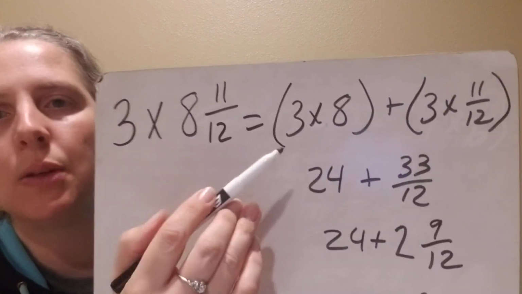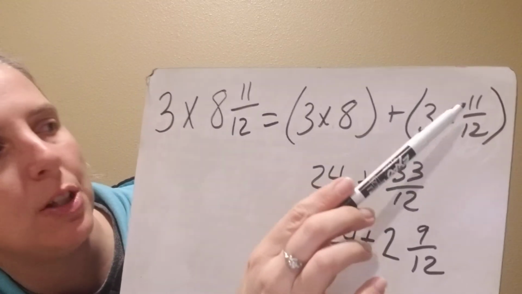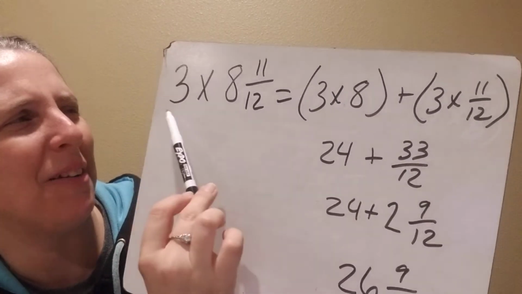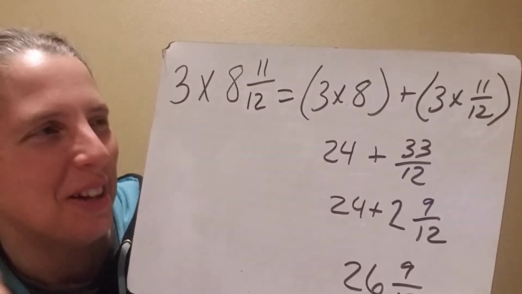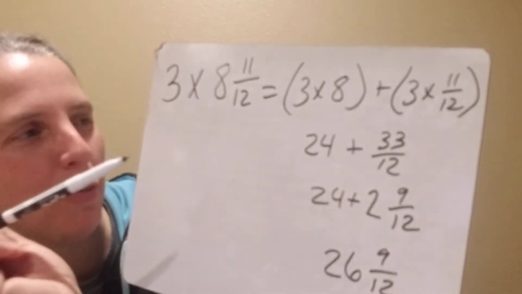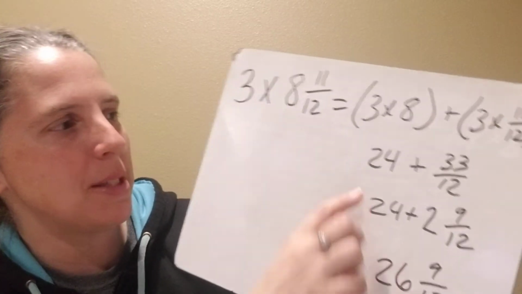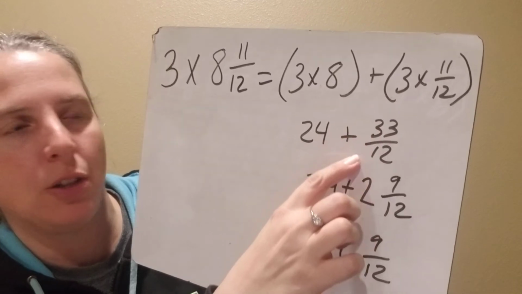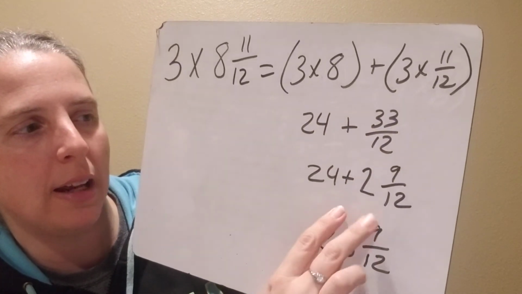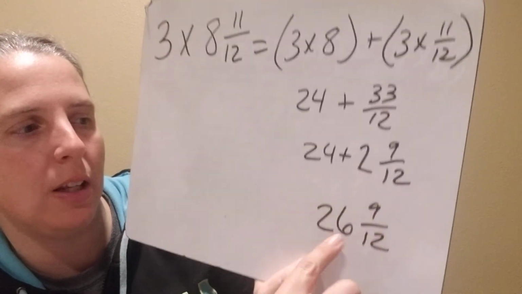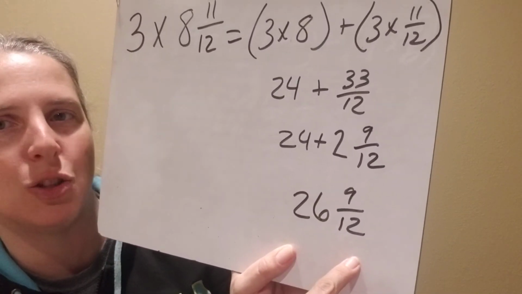All right, 3 times 8 and 11/12 is the same as 3 times 8 plus 3 times 11/12. Did I say the problem right? It's going around different in my head, so if I said it wrong, I'm sorry, but this is the distributive property. 3 times 8 is 24. 3 times 11/12 is 33 over 12. And then you turn that into a mixed number, so it's 24 plus 2 and 9/12, and then your answer is 26 and 9/12.